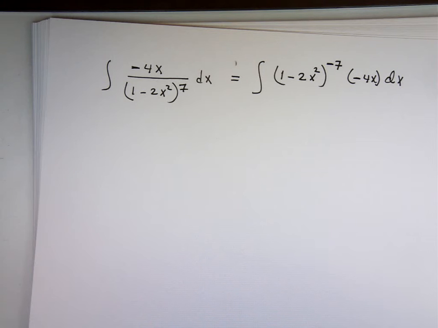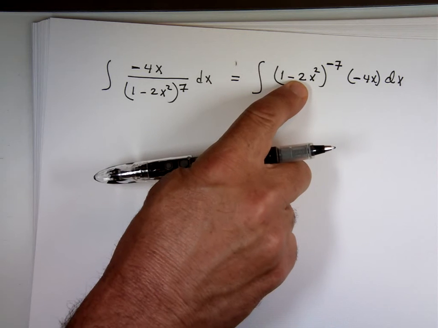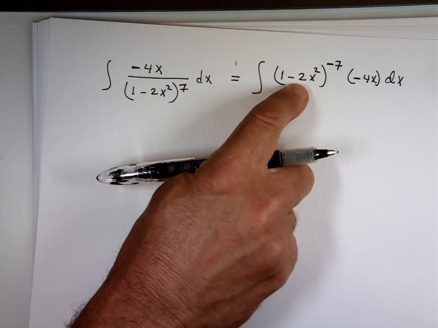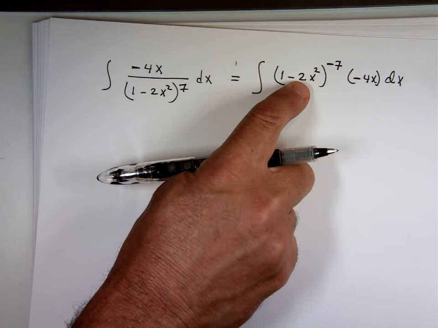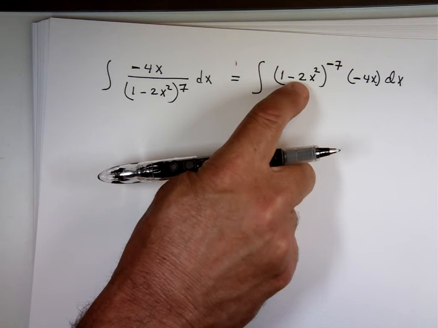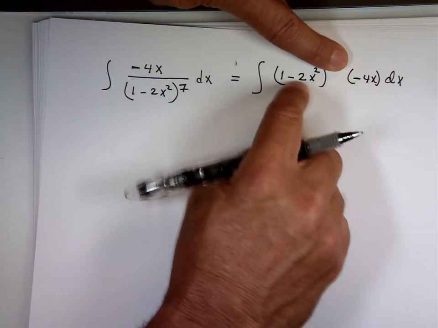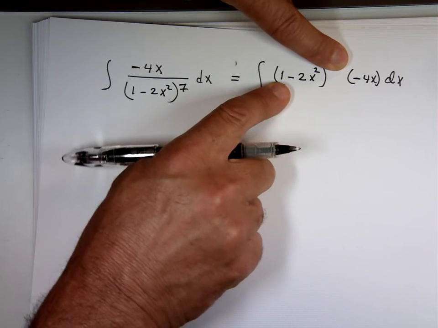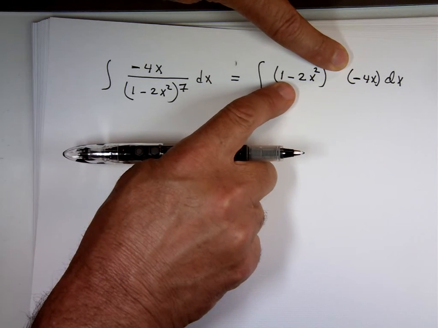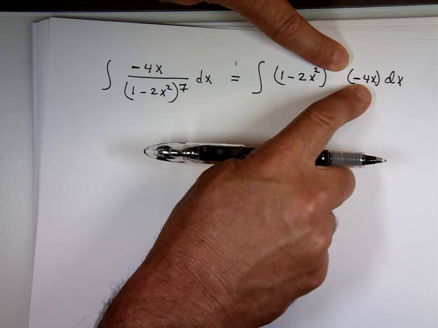And what I like about this, just by looking at it, what's the derivative of this? Can you see it? What's the derivative of that? Negative 7. No, the inside. Don't worry about the 7, just the inside. 4x. Negative 4x. Voila. That's how you know which one's which.